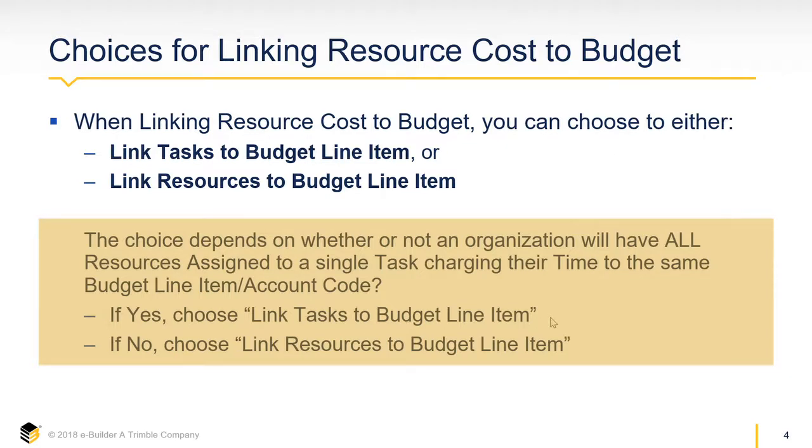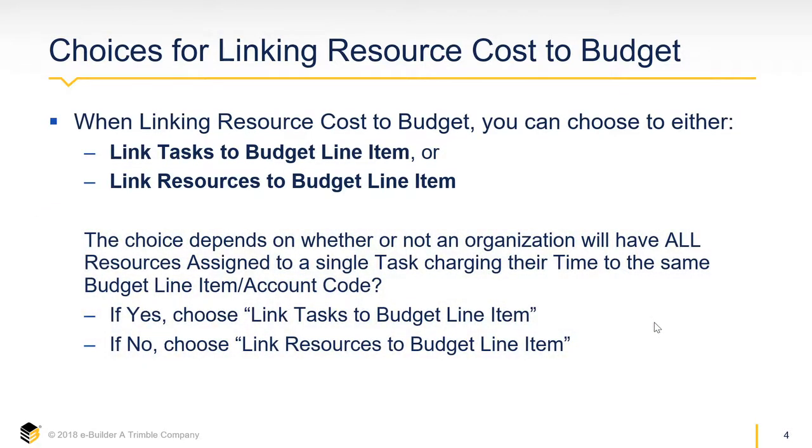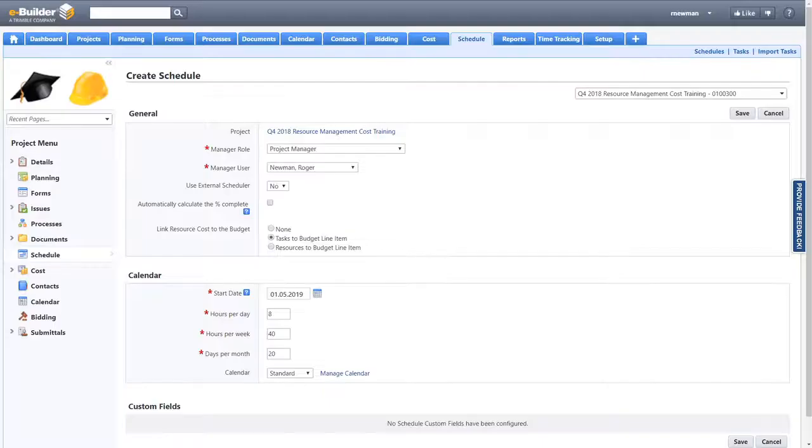However, if you're an organization where you have a mechanical engineer working on it, and a structural engineer and an architect, whatever the case may be, but each different engineer has a different cost code or different account code to charge their time to, then you need to choose the option to link resources to budget line item. Keep that in mind. It's the question you should have for your project managers: how do people charge time to your project? And then make the appropriate choice.